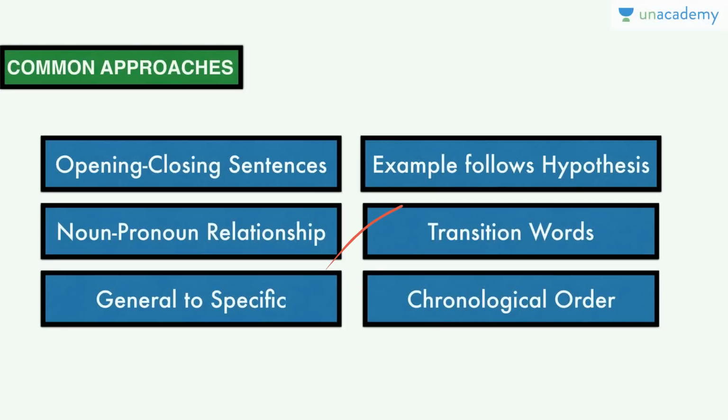Noun pronoun relationship. Okay, so if there is a sentence which mentions a noun, only in a later sentence can it be referenced using a pronoun. So a sentence containing a noun will precede the sentence that contains the pronoun that references that noun. So that will help you form a pair, a mandatory pair in most cases. So this is a very useful one.